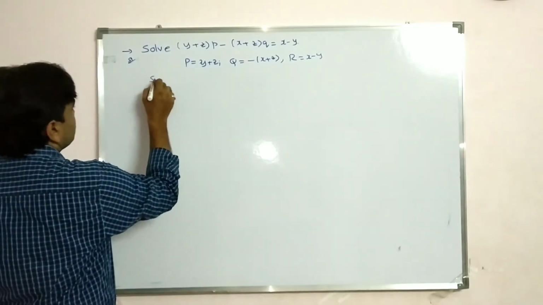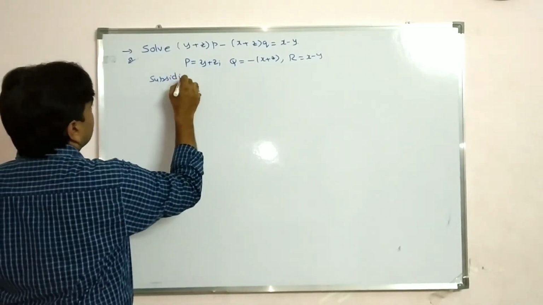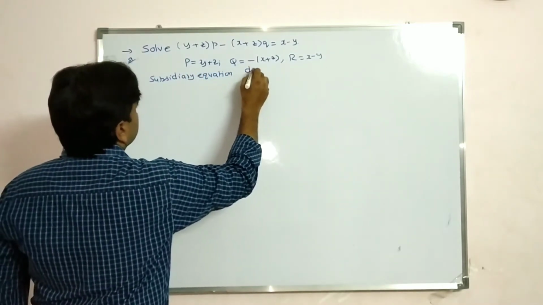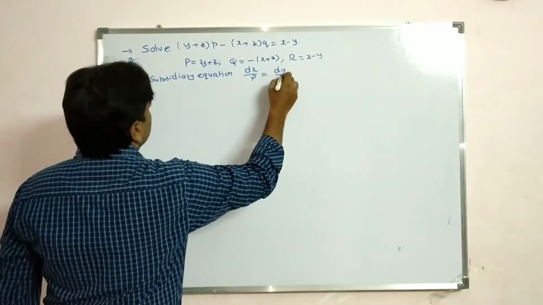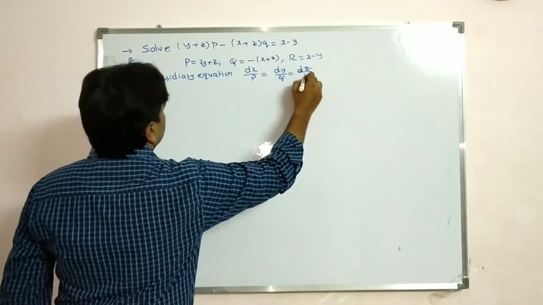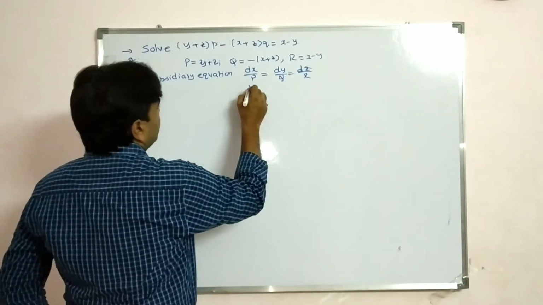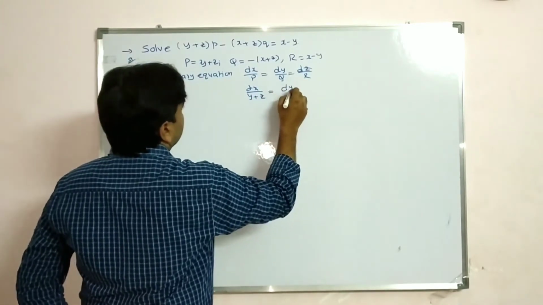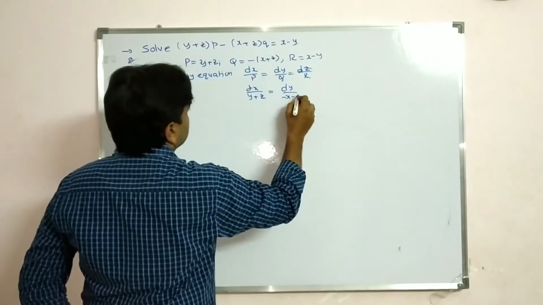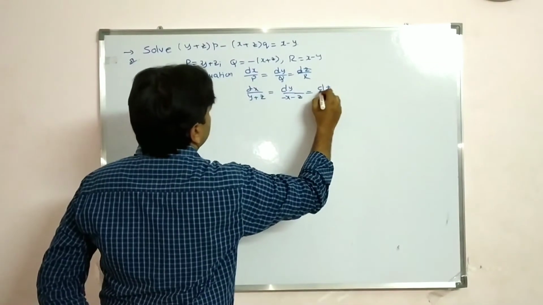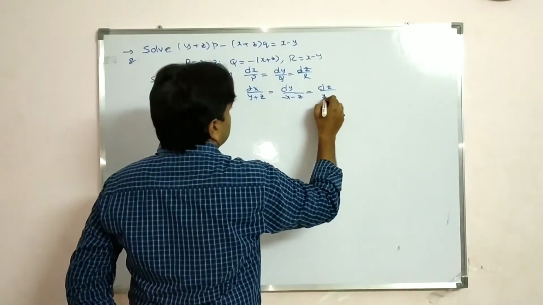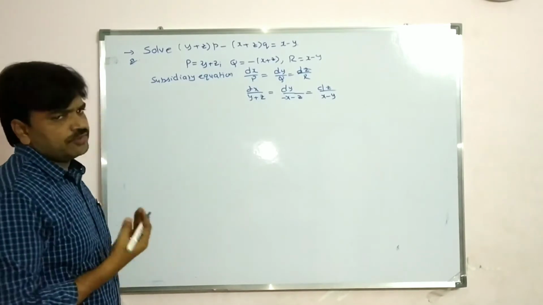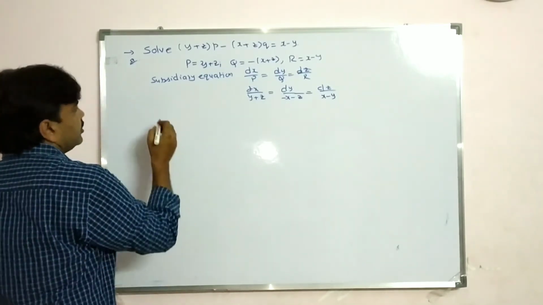Now you write the subsidiary equation, students. What is the subsidiary equation, students? dx by P is equal to dy by Q is equal to dz by R. Now dx by P is y plus z, that is equal to dy by, multiplying with minus, students, minus x minus z, that is equal to dz by R, students. R means it is x minus y. Here also we cannot apply the first method of grouping. So apply the method of multipliers.